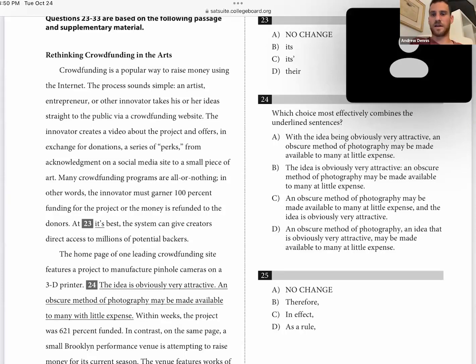So yeah, B there. The idea is obviously very attractive. What idea? The idea of manufacturing a pinhole camera on a 3D printer. And that leads into the next sentence, an obscure method of photography may be made available to many at low expense. That was a very tough one.